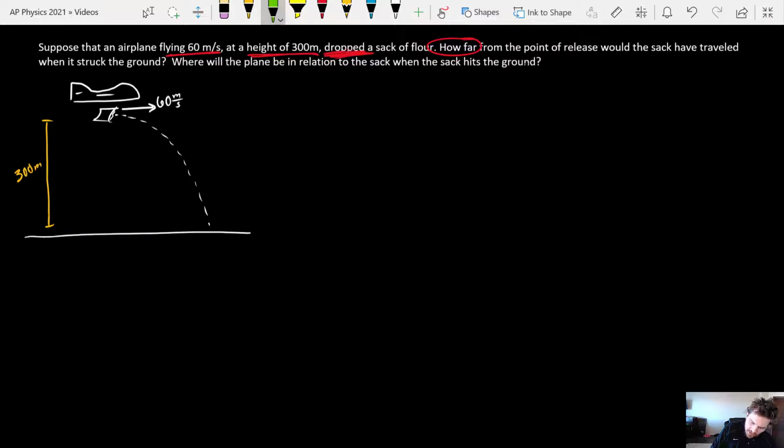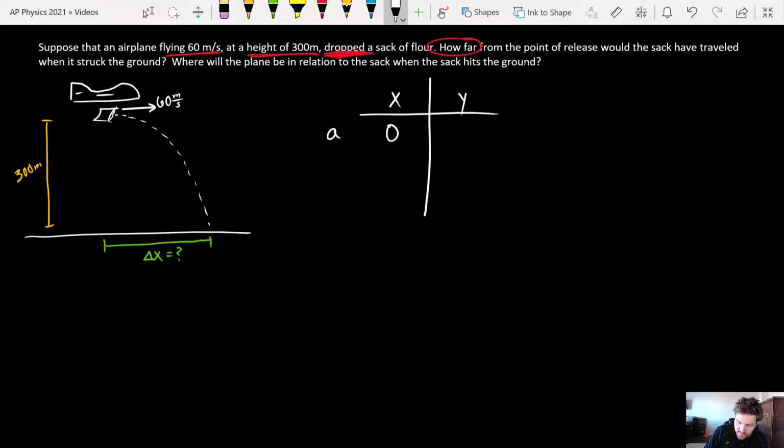We are being asked to find this displacement. How far from when it's dropped is this going to go? So remember our steps. Let's make a list of all the quantities and info that we know. X, Y, this is a two-dimensional problem. I know the acceleration in the X is always 0. I know the acceleration in the Y on Earth is always negative 9.8.